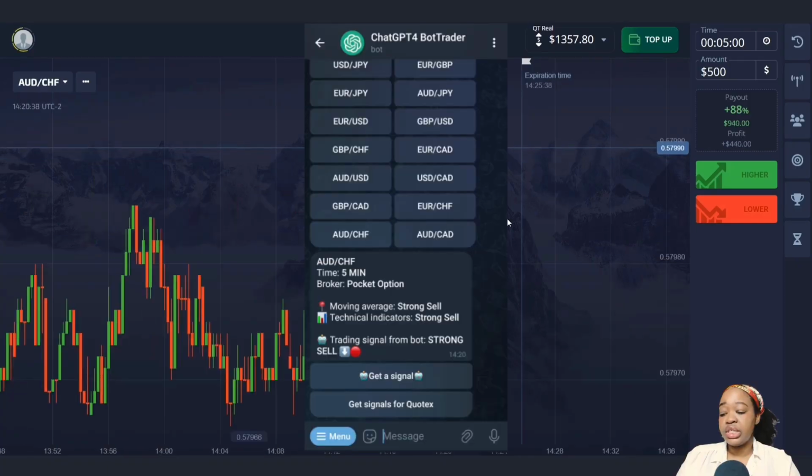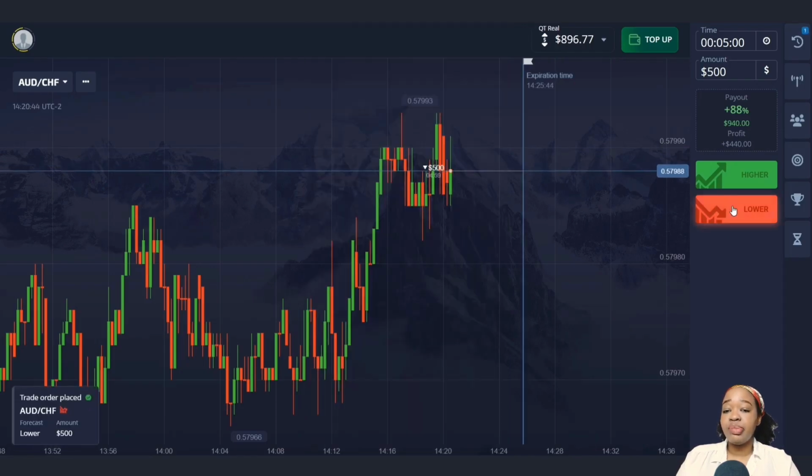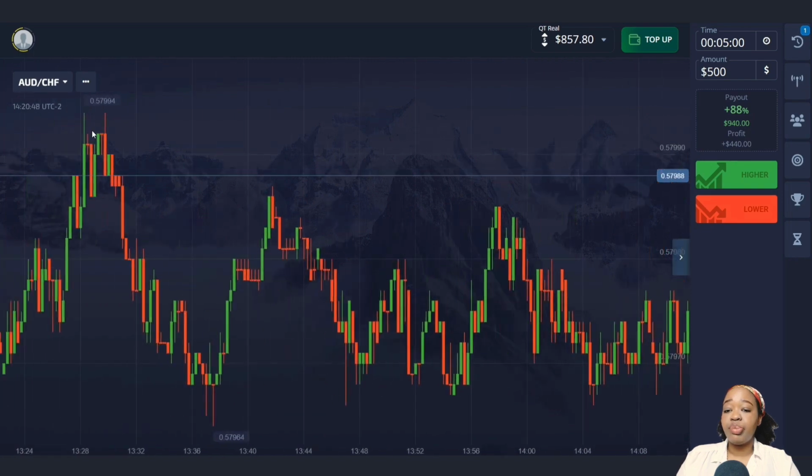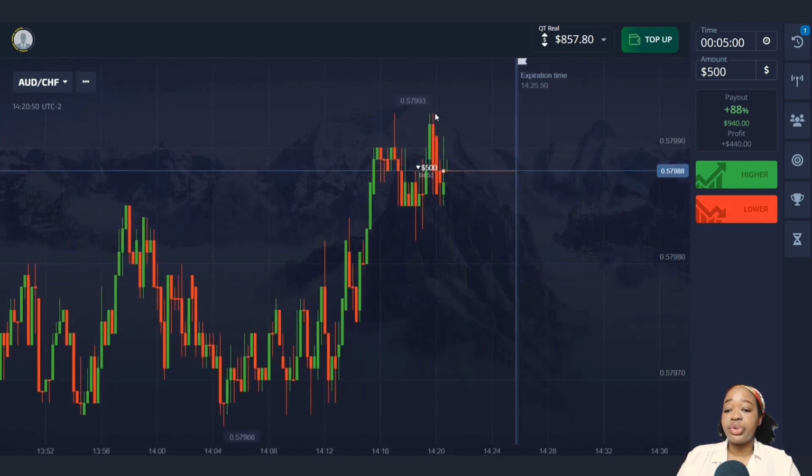So here the bot is suggesting to open a down trade, and following the specified condition, I'm going to tap the red button. At the same time, you can see that there is a certain resistance level at the top. The price has approached this level and entered the trading zone, and the bot assumes that there will be a reversal from this level in the near future.